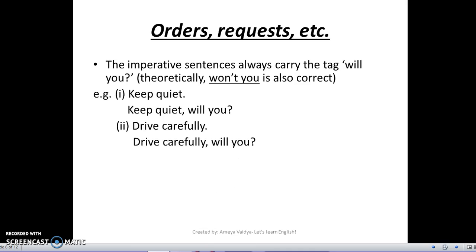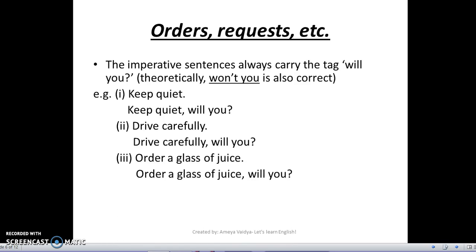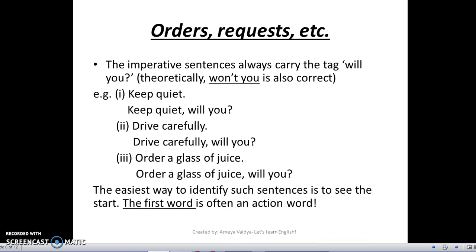Drive carefully. Drive carefully, will you? Again, you want the person to drive carefully. Order a glass of juice. Order a glass of juice, will you? Now, the easiest way to identify such sentences, because these are merely three examples, but the easiest way to identify is to see the start. The first word is often an action word.